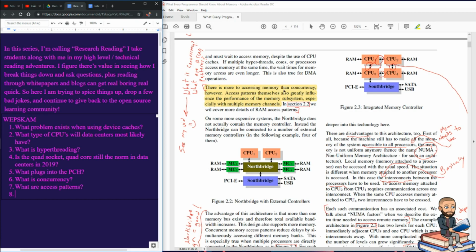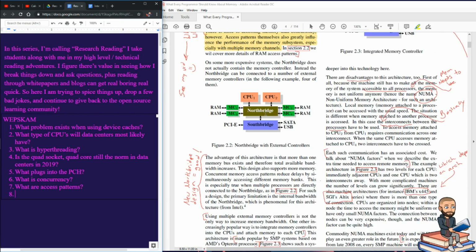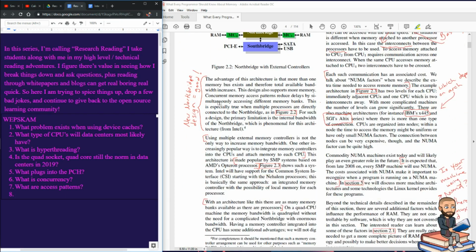There's more to accessing memory than concurrency. As you can imagine, there would be a need to access more memory if you're concurrently running something. But according to Drepper here, there's more to it than that. So we have our dated picture right there. This paragraph talks about the advantage of having more than one memory bus, because therefore your total memory bandwidth will increase. So he's speaking very highly of the Northbridge of Intel for having a Northbridge, it looks like.